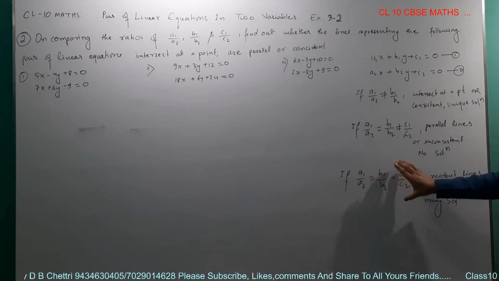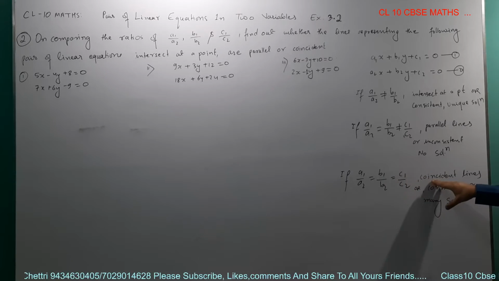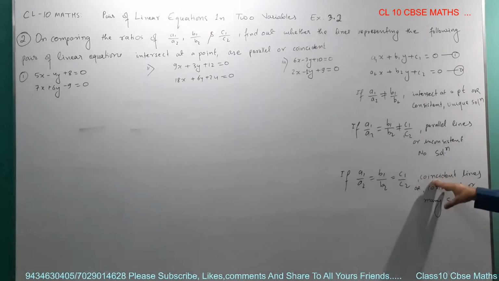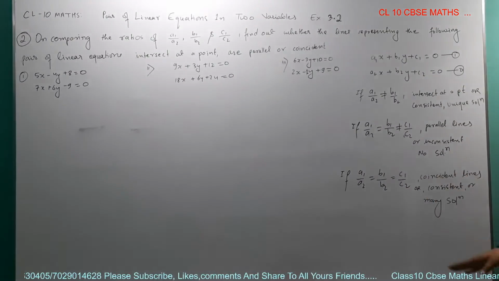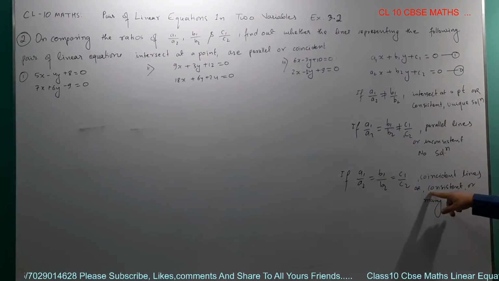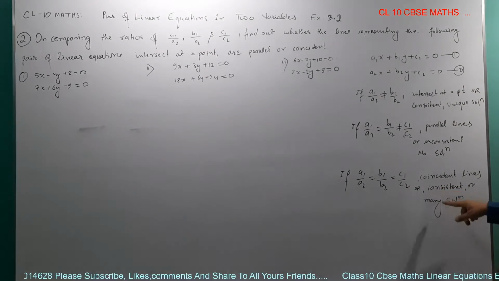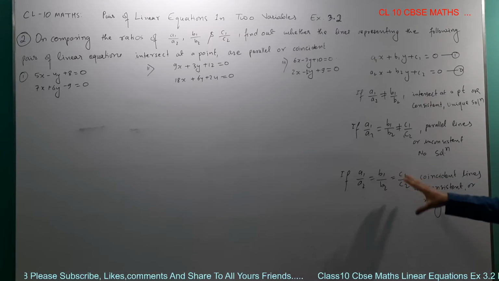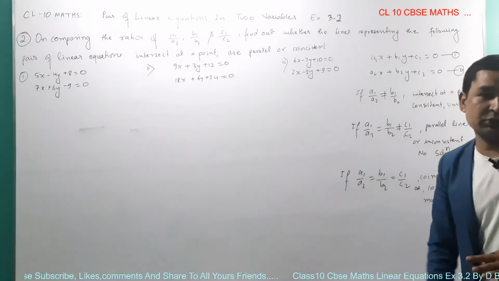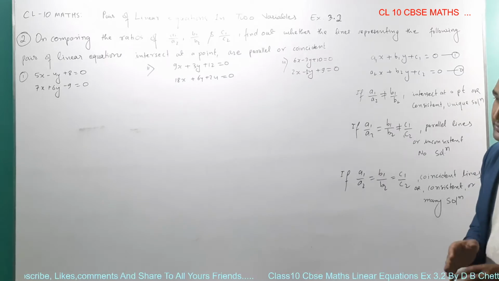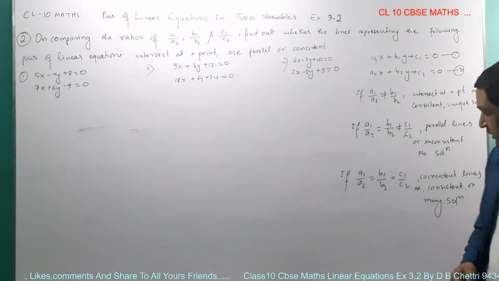Then if all the ratios are the same, the graphical name is coincident lines. That means both lines pass through the same points. Another name is consistent, with many solutions. If you solve this type of equation, we will get many solutions. It depends on us how many solutions we want to find.